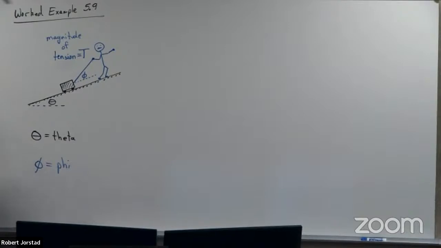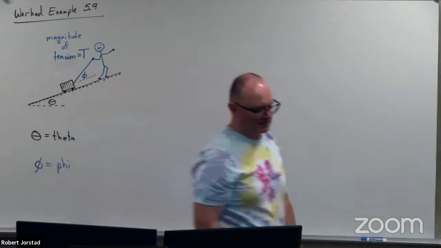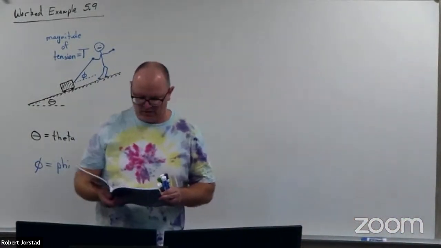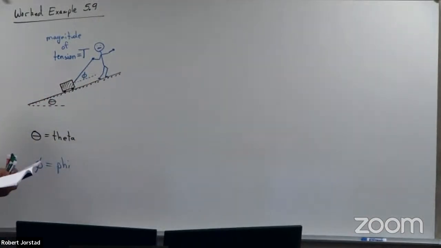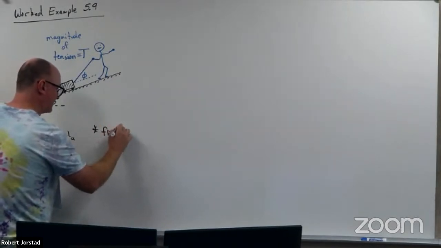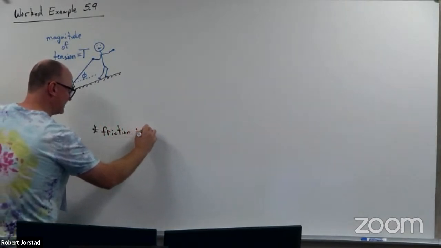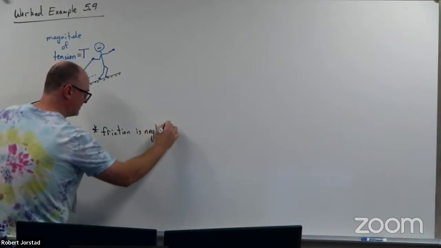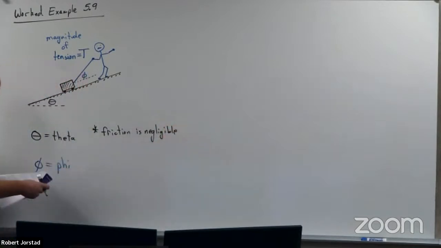Now, I'm going to read this problem and figure out what we're trying to do. It's 5.9, and it says, draw an FBD and list the force equations. We're going to make an assumption: friction is negligible. And I'm going to see what parameters we're given.